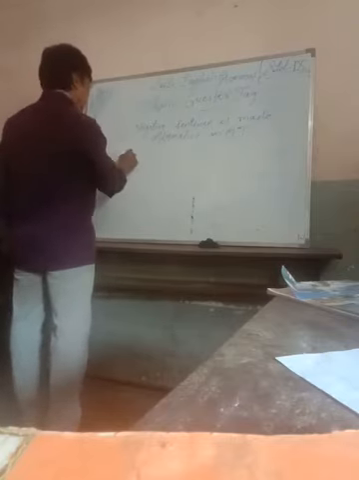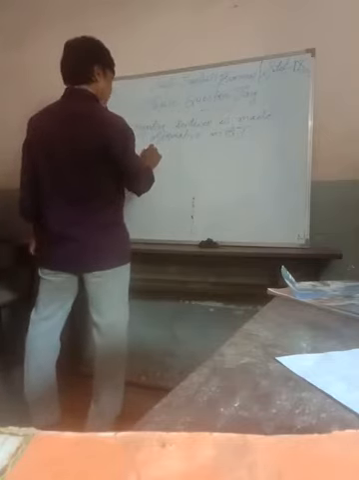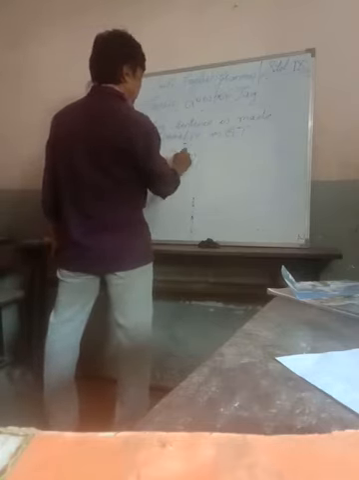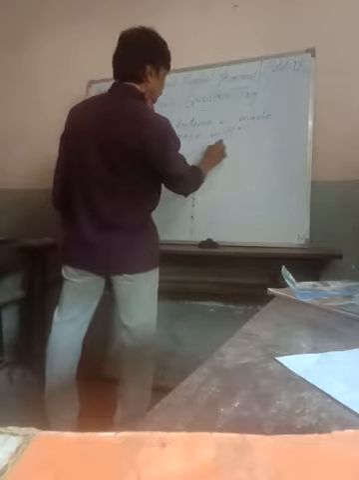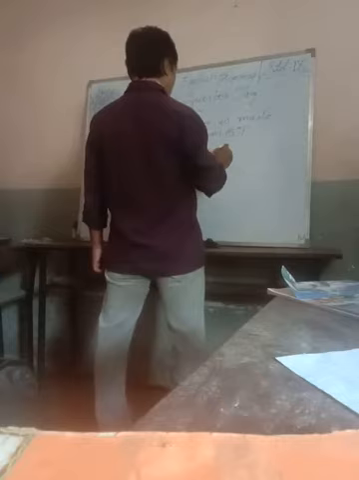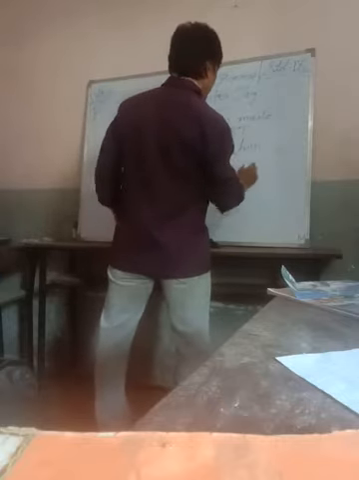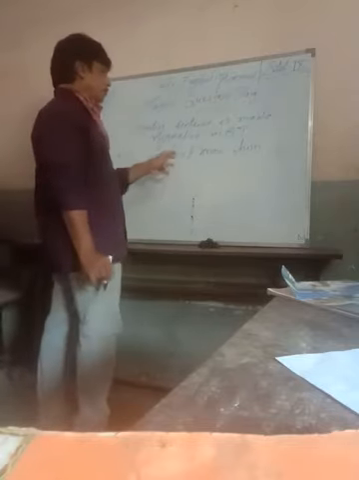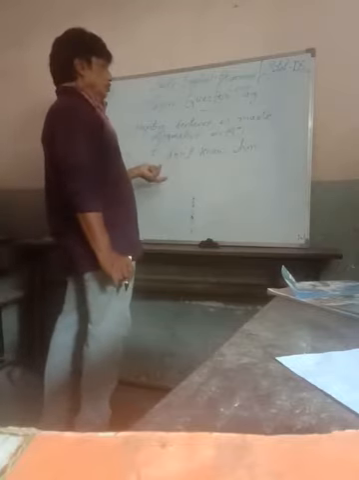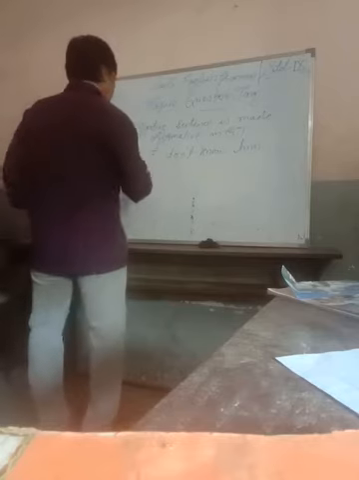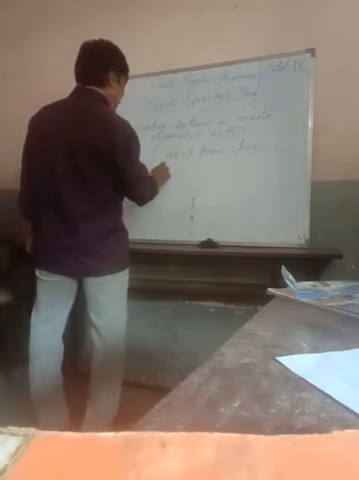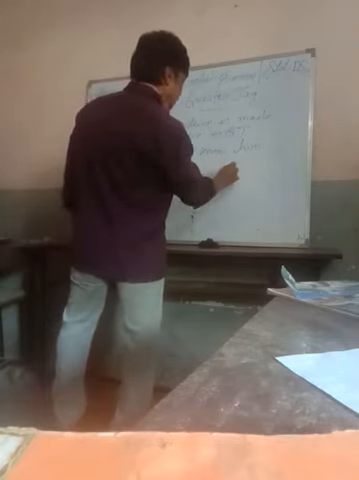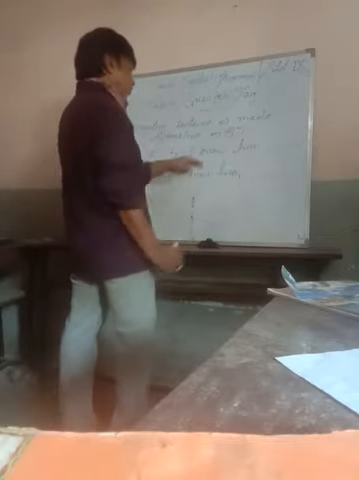For example, I don't know. I don't know. This is the sentence I gave you now. Such type of sentences will be given to you in the paper and you will be asked to make the question tag of that sentence. So what you need to do is write the sentence as it is: I don't know him. So we wrote the sentence as it is and after that we have to give the comma.